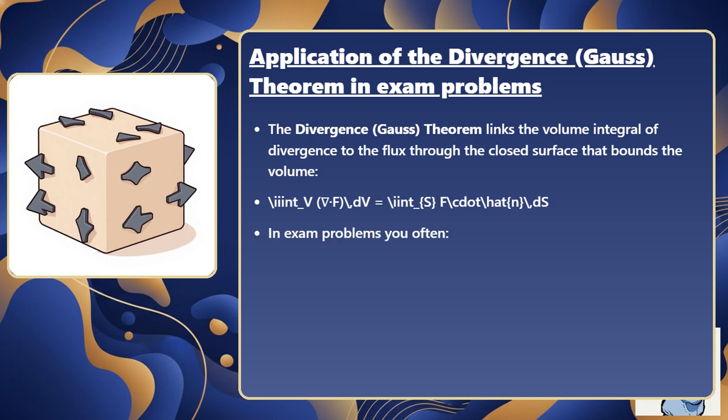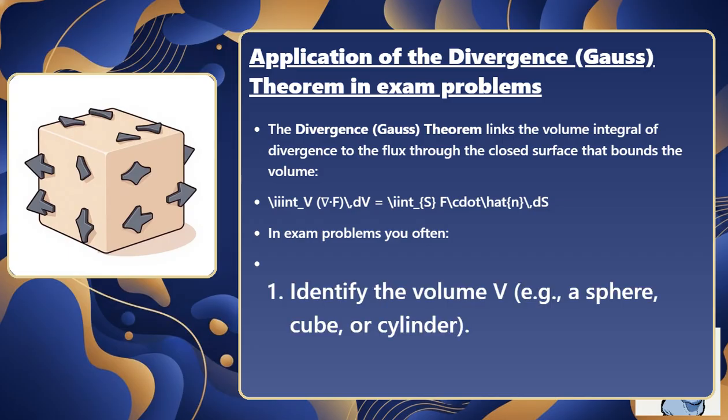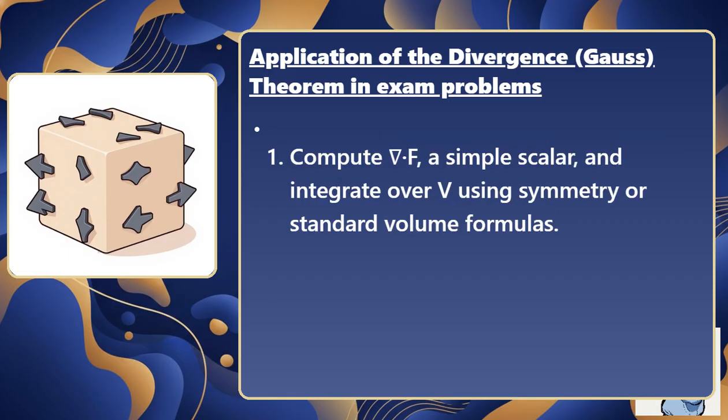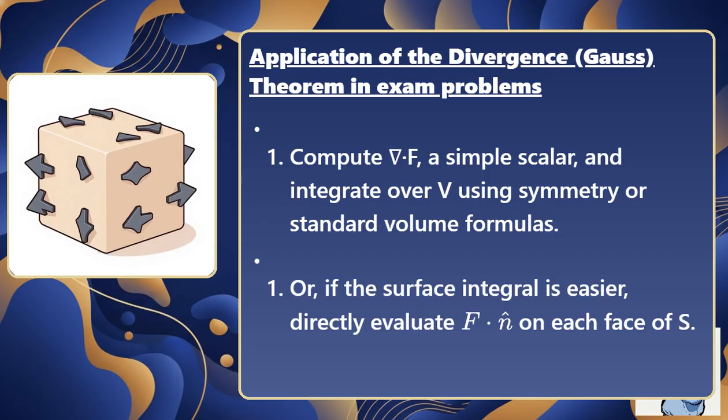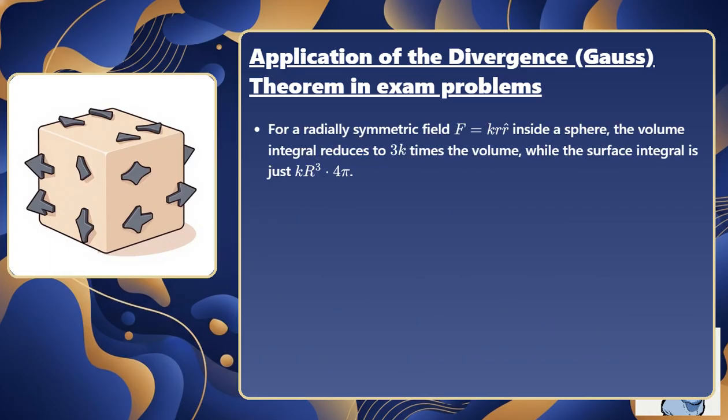In exam problems, you often identify the volume V, for example a sphere, a cube, or a cylinder. Compute nabla dot F, a simple scalar, and integrate over V using symmetry or standard volume formulas. Or if the surface integral is easier, directly evaluate F dot n hat on each face of S. Typical exam trick: choose the easier side of the equation. For a radially symmetric field F equals k r r hat inside a sphere, the volume integral reduces to 3k times the volume, while the surface integral is just k r cubed times 4 pi. Both give the same answer, confirming the work.